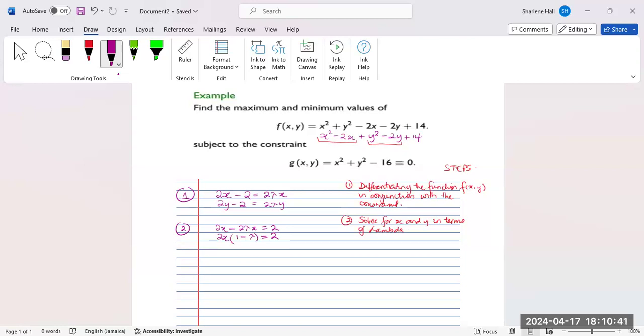And I want to find x. So I'm going to say 2 into 1 minus lambda. You agree with that so far?